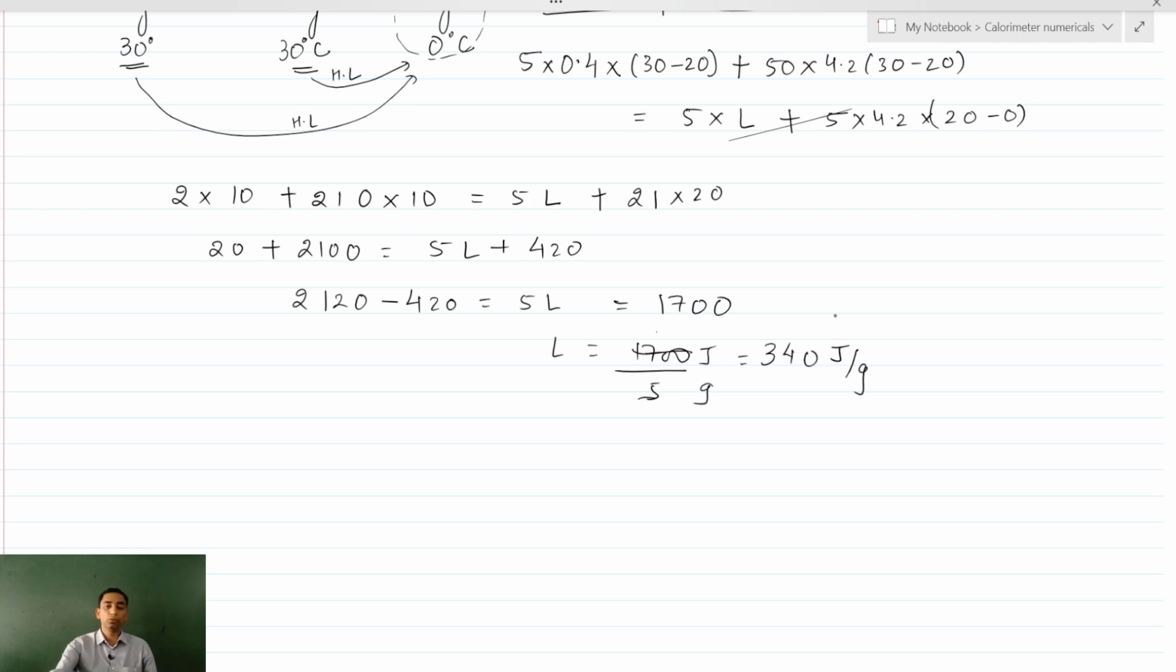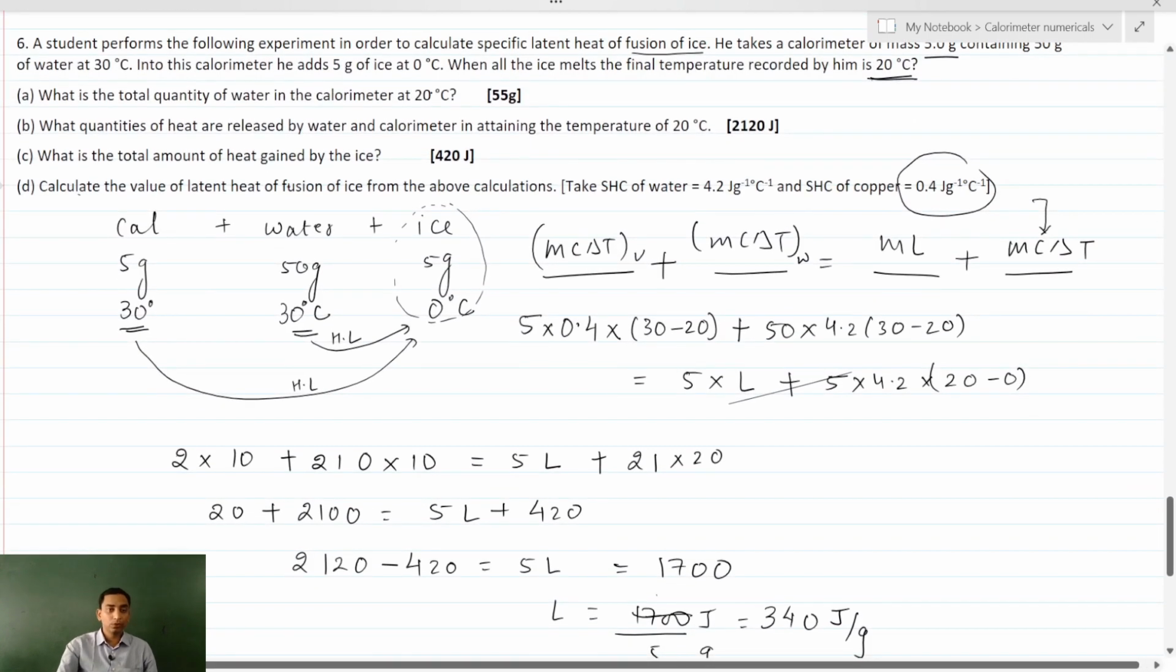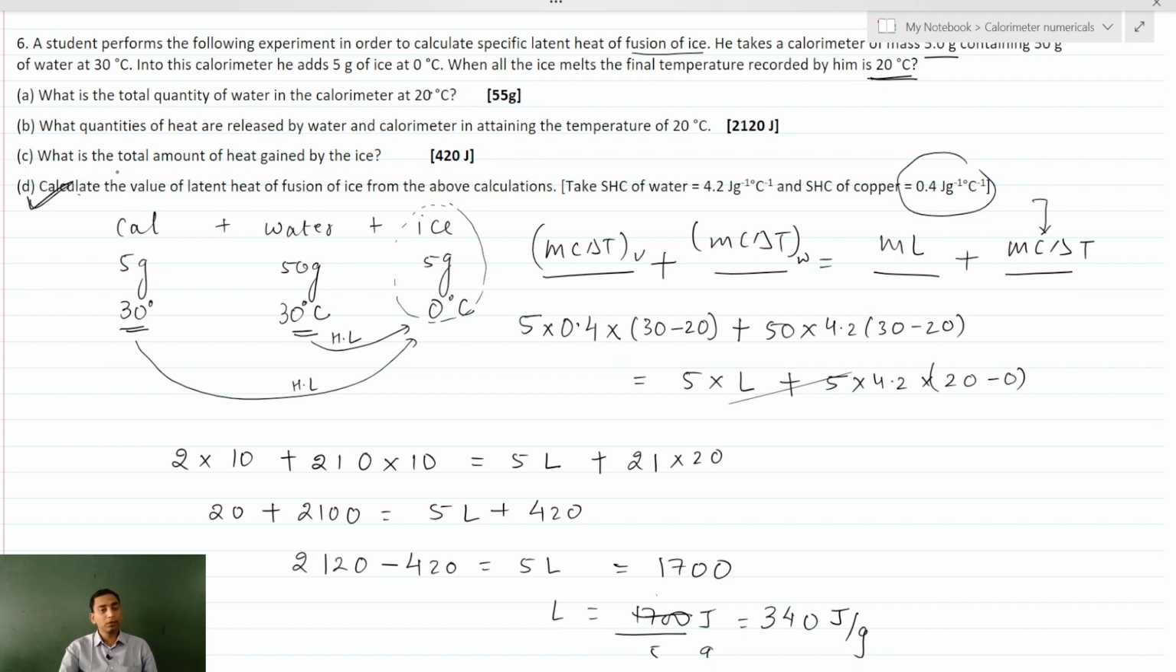That is the latent heat of fusion for the ice. Now what else is being asked? So we have found out the D part, calculate the latent heat of fusion of the ice. Now the total heat gained by the ice. So I believe that the total heat gained by the ice is equal to 5 times L, right? So that will be equal to 5 times L.